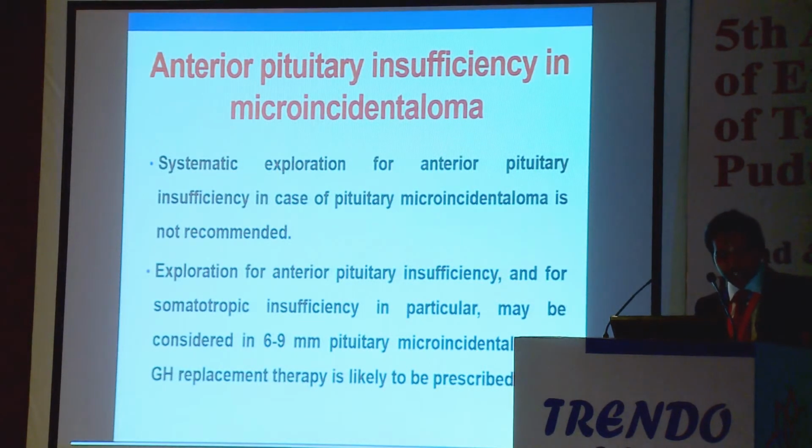Another point to be noted, which I just alluded to some time back: we need not check for anterior pituitary insufficiency in a case of microincidentaloma. Nevertheless, in the Endocrine Society guidelines of 2011, they have suggested that in those with 6 to 9 millimeters, we may check for somatotroph, that is growth hormone insufficiency, if we are likely to give growth hormone replacement on detecting it.